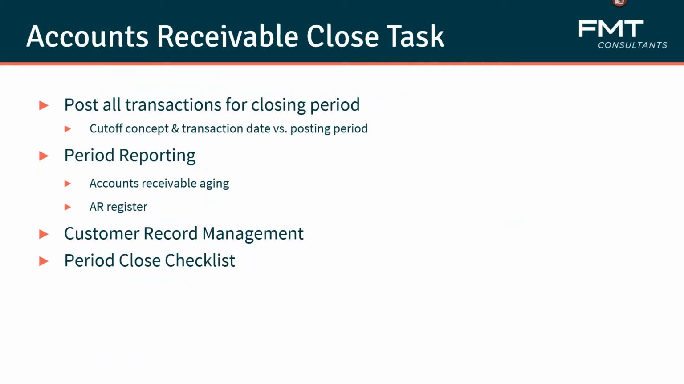A third step for closing the accounts receivable task would be customer record management. This involves reviewing the activity of the customer and determining if they should remain active or should be marked inactive in NetSuite. It also involves updating the customer records as necessary, for example, removing a contact from a customer record that is no longer with that customer. The final step of the accounts receivable close is locking the accounts receivable close task in the period close checklist. We'll be reviewing this in our demonstration to follow.